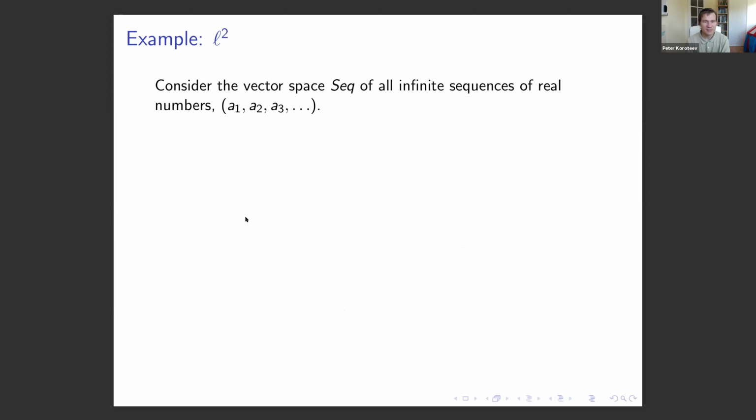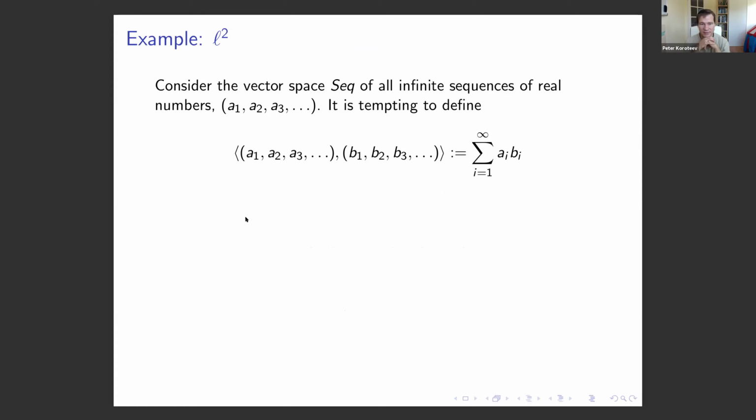As an example, consider the vector space of all infinite sequences of real numbers, e1, e2, e3, and so on, for all possible values. So it's a huge space. Now, it's tempting to define an inner product like this: you multiply them term by term, and then take the sum. You'll get a series like that.